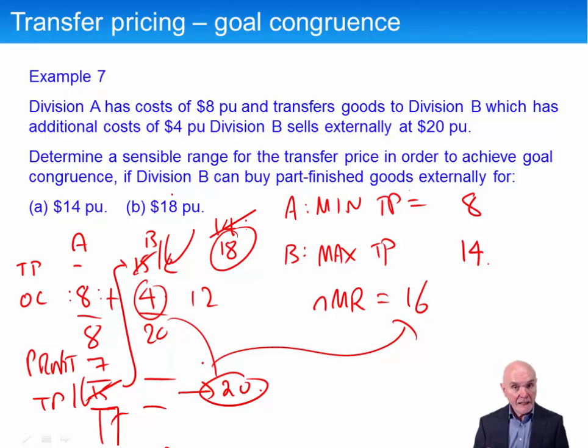So the rule here is that a transfer price has to be the lower of the buy-in price of 14 or the net marginal revenue of 16. It has to be the lower of it, because if the buy-in price was 14, we would prefer to transfer up through the group. So we have to offer B a transfer price low enough to beat the buy-in. So it is the lower of the outside buy-in price and the net marginal revenue.